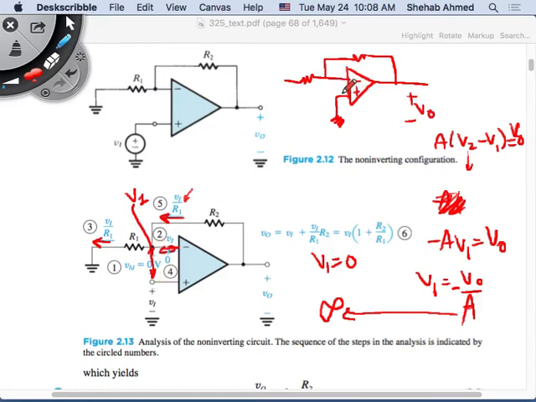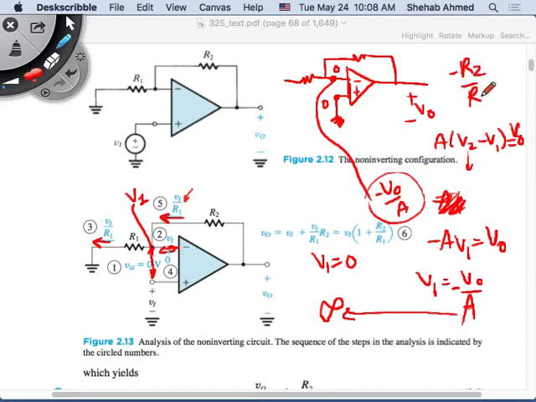Same thing for this case. This was 0. Since I have feedback, and I assume that A is infinite, then from our calculation this is also 0 volts, right? That's the assumption that we came up with here. But then we derived the case for the voltage here equal to minus V naught over A, where A is a finite number. And that gave us a different gain that was not equal to minus R2 over R1. You can go back to that if you want.